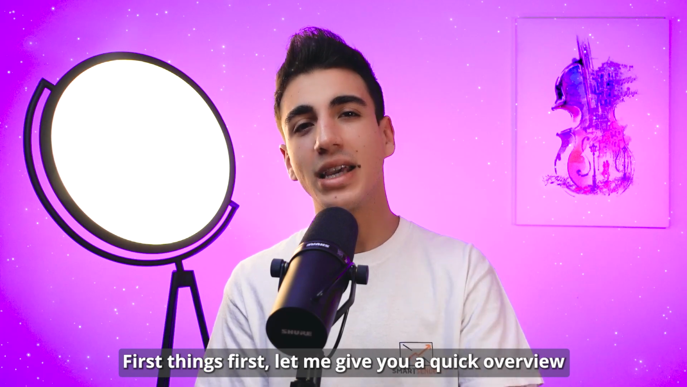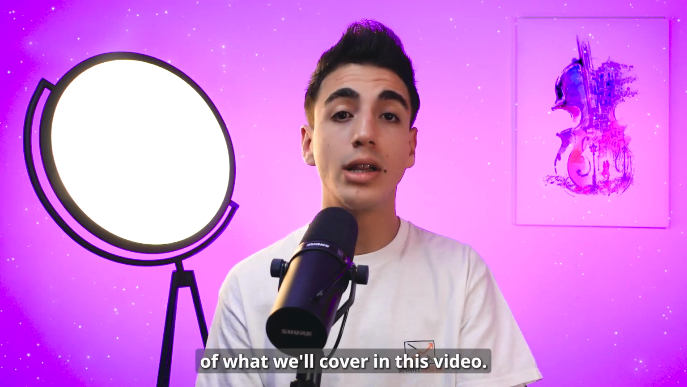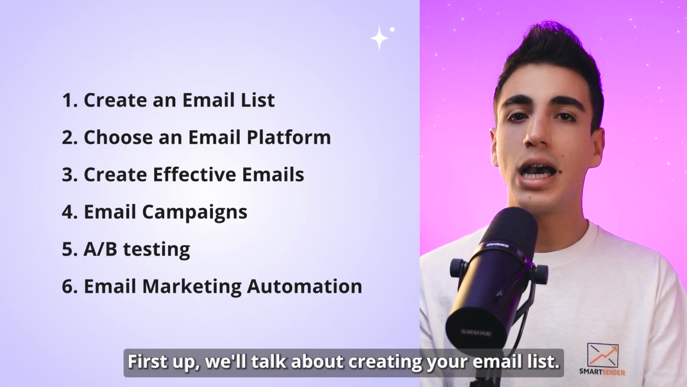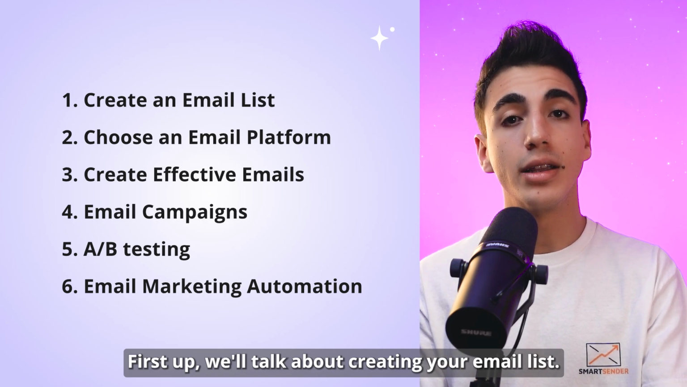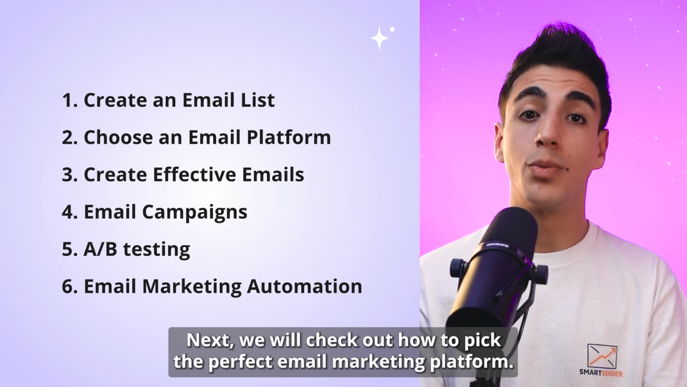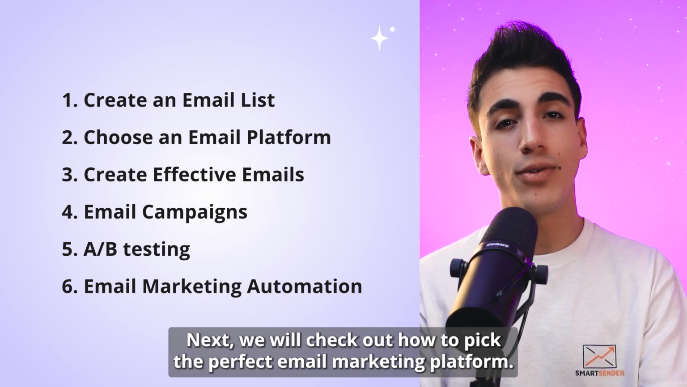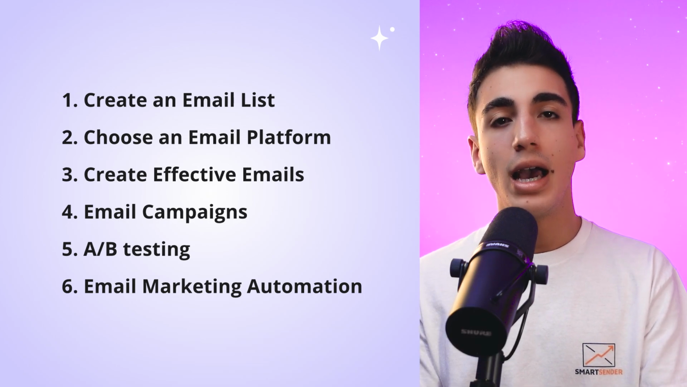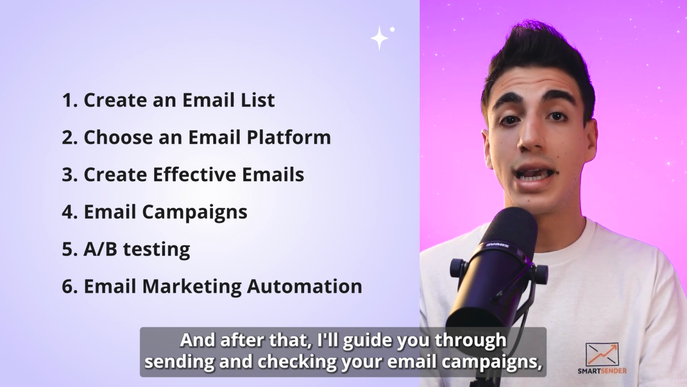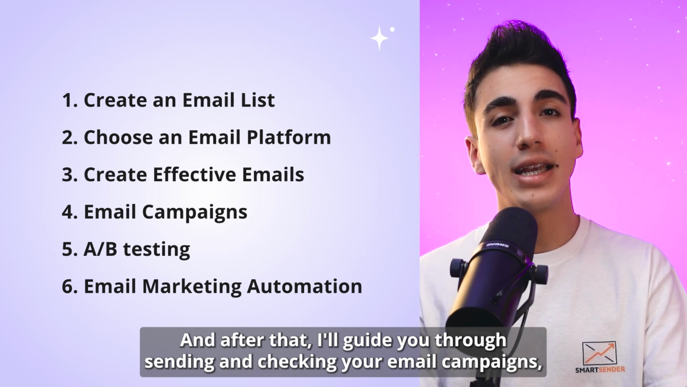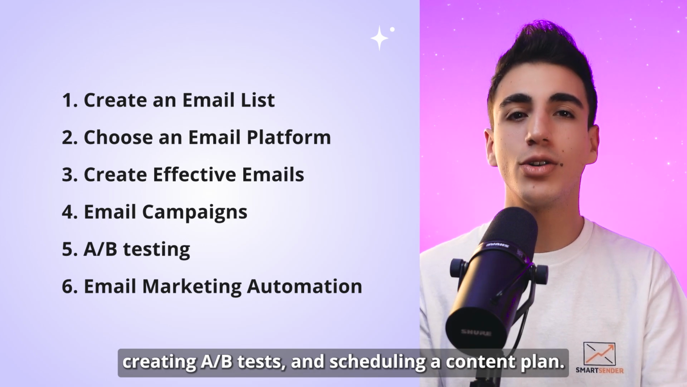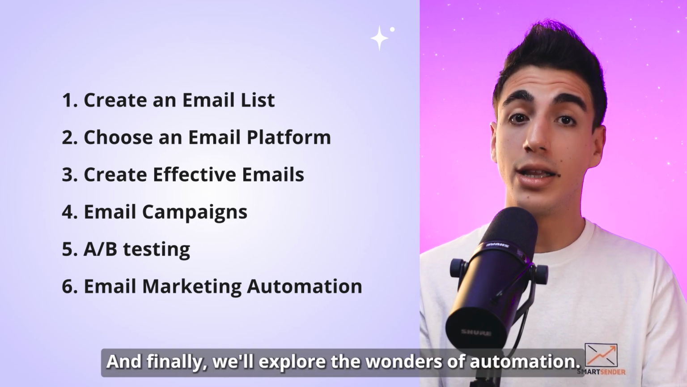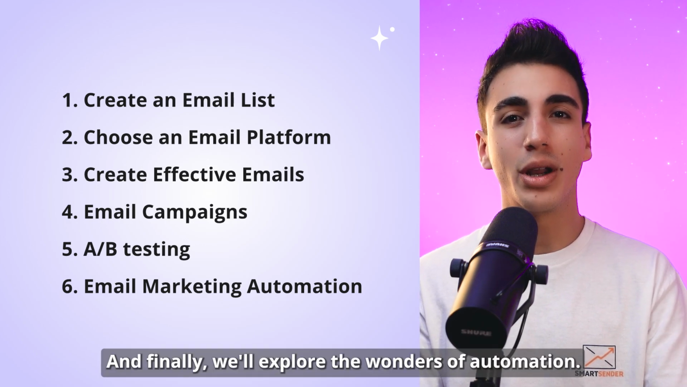First things first, let me give you a quick overview of what we'll cover in this video. First up, we'll talk about creating your email list. Next, we'll check out how to pick the perfect email marketing platform. Then we'll dive into making those emails super effective. And after that, I'll guide you through sending and checking your email campaigns, creating A/B tests, and scheduling a content plan. And finally, we'll explore the wonders of automation.